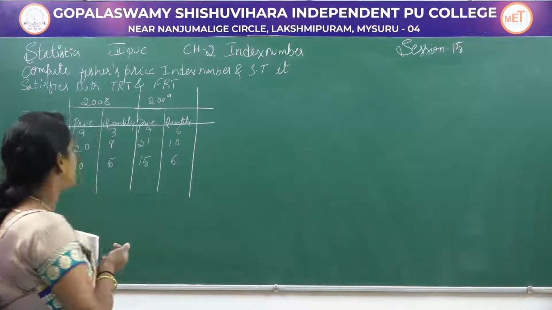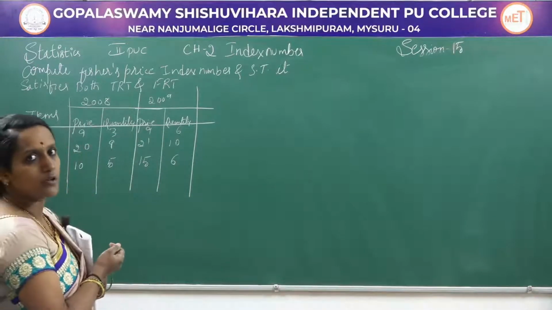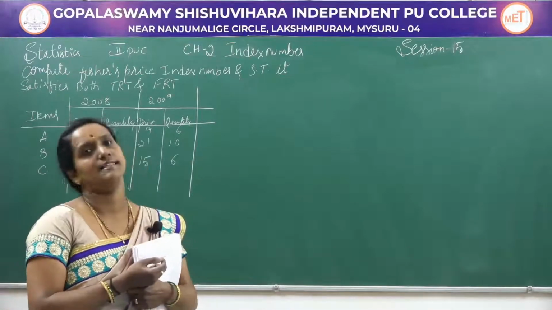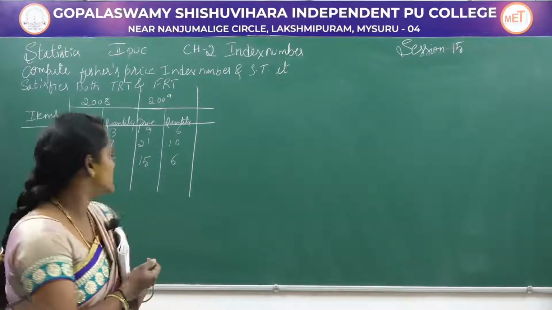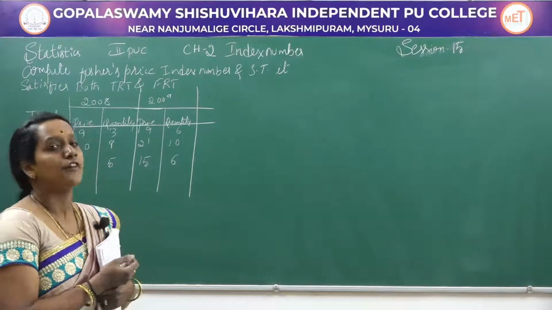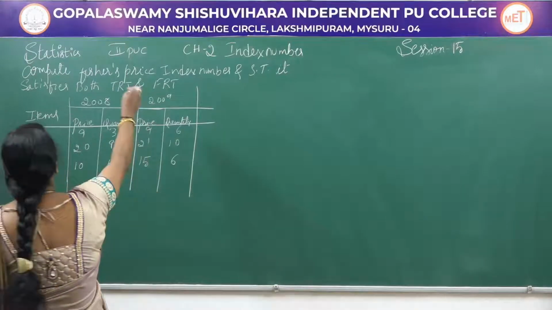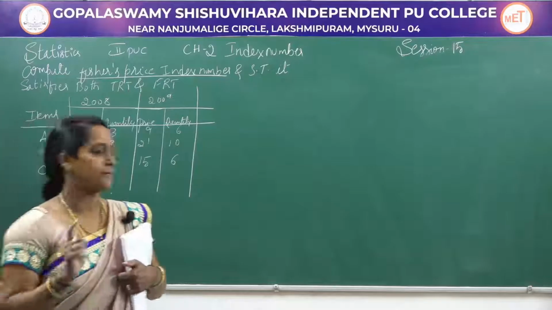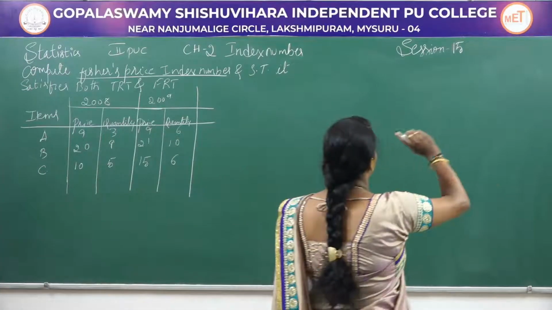Here they have given the years 2008 and 2009. 2008 we will consider as the base year, and 2009 as the current year. Both the base year and current year prices and quantities are given. First we have to calculate Fisher's price index number. For that I will write down the formula.